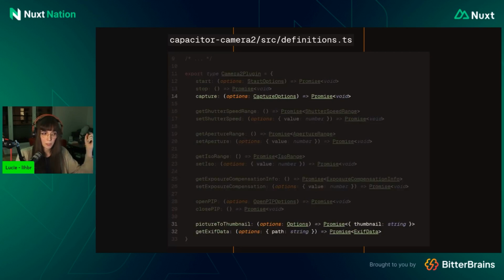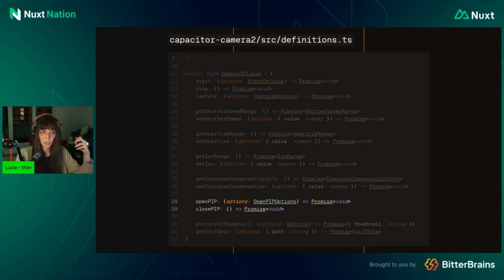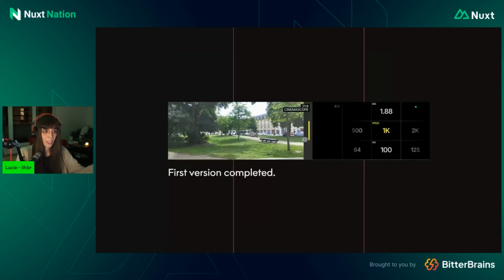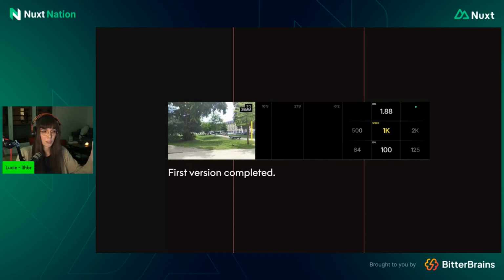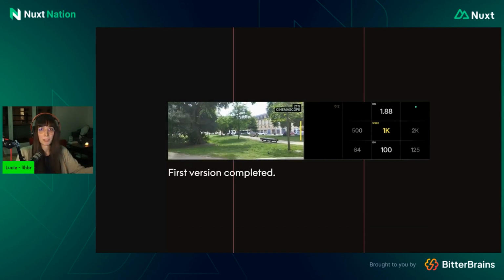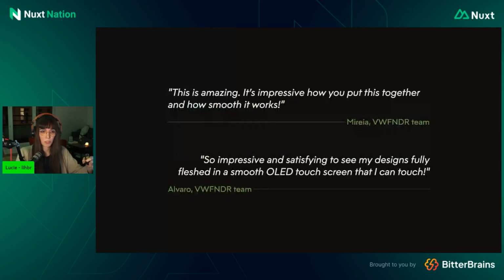On my end, I started to have a really capable camera plugin with manual and automatic mode. It could take pictures, generate thumbnails, manage EXIF data, and even add picture-in-picture support. On the Nuxt side, I was able to use it with a simple composable, useCamera, and everything else was a breeze. From here, I was able to complete the first version of my camera app, and I was really happy with it, so I sent it to the team in Tokyo working on the real camera prototype. And I guess they were pretty happy to see the results and experience their prototype in the form factor of a mobile app. More on that in a few.